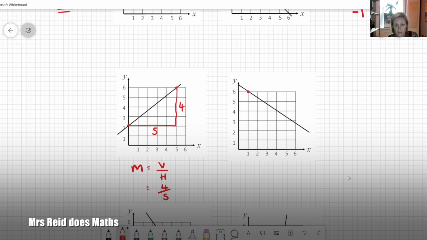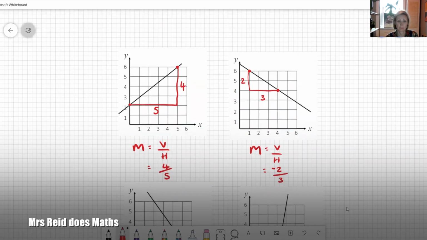The second one, I'll use this one and I think this one, and I'll make a little box, and that's 2 and that's 3 boxes. So m is v over h. The vertical change is 2, the horizontal change is 3, but it's going downhill, so it's actually negative, because the vertical change was going down by 2, it was dropping by 2. So actually -2 over 3, which is -2/3.